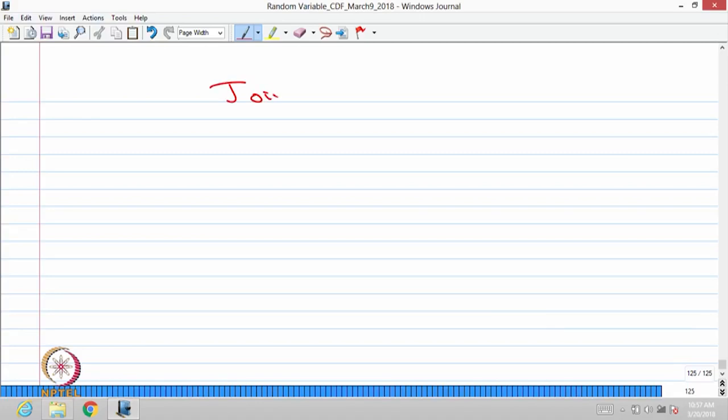Then we started discussing joint probability mass function whenever the underlying random variables are of the discrete type. That means we have an n dimensional random vector with each random variable being of the discrete type. Now we are coming into joint probability density function.